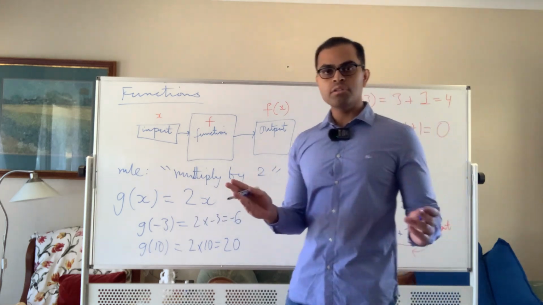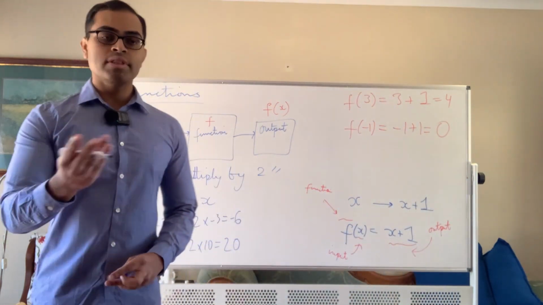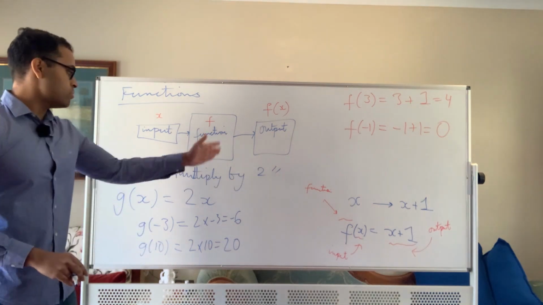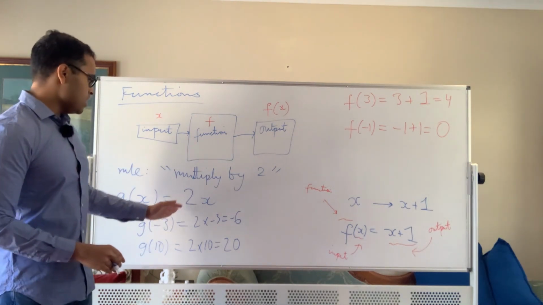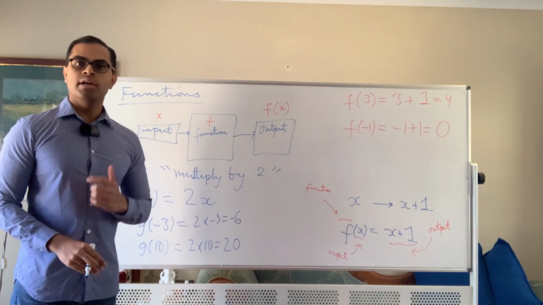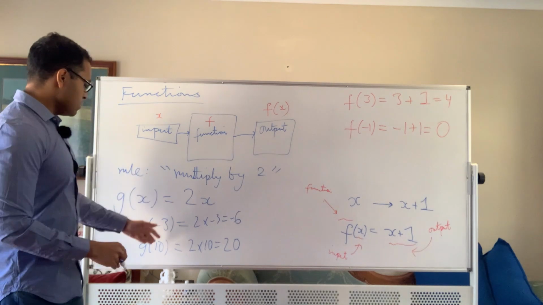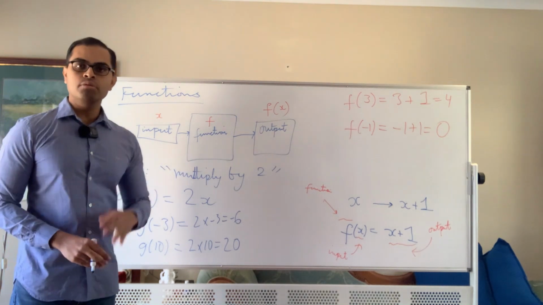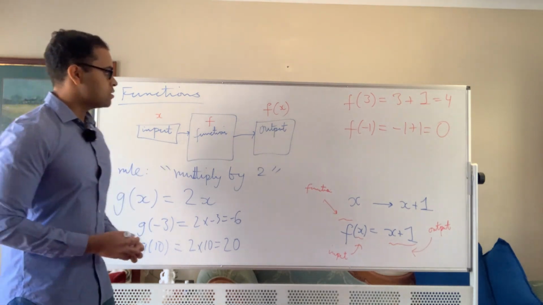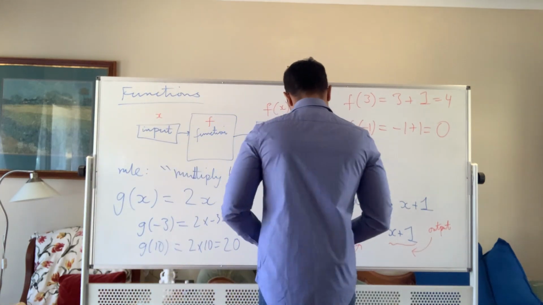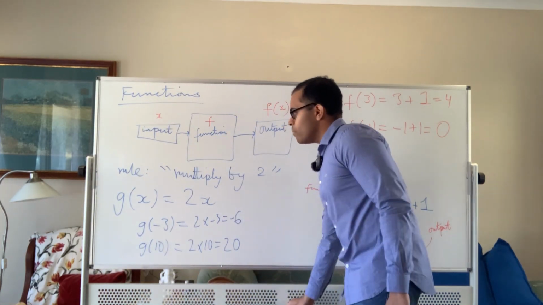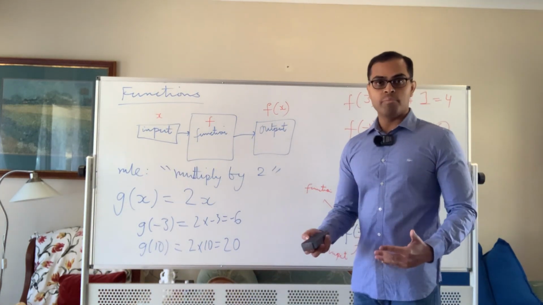Okay? That's all there is to it. Once you can do that, you can even think of it just in terms of the rule. If your input is negative 3, your output, multiplying by 2, is going to be negative 6. If your input is 10, your output, multiplying by 2, is going to be 20. All right? So that's what we can do. Now we can describe more and more complicated rules.